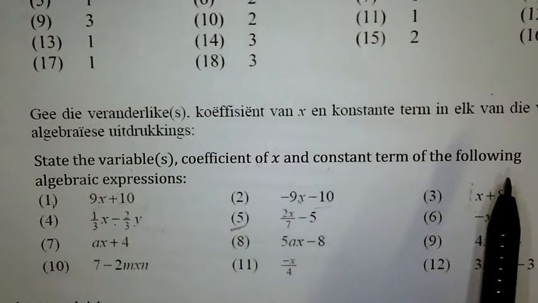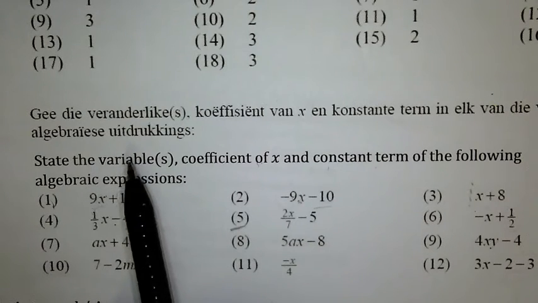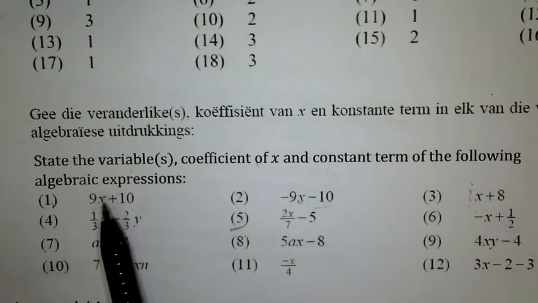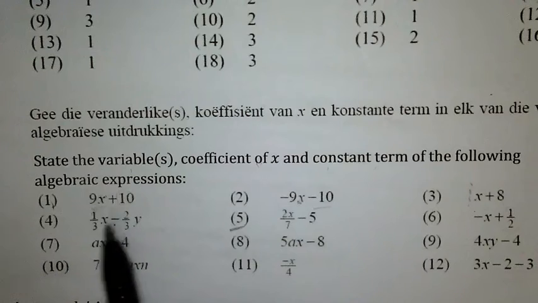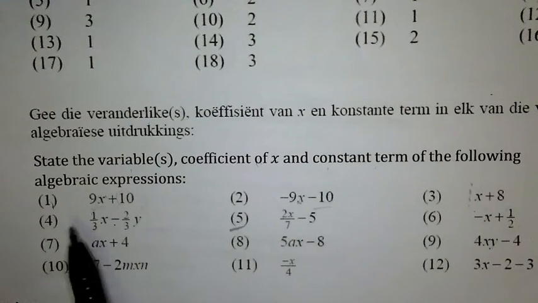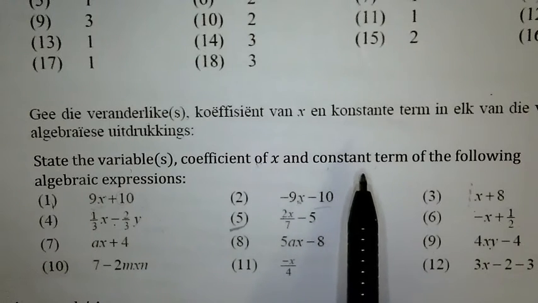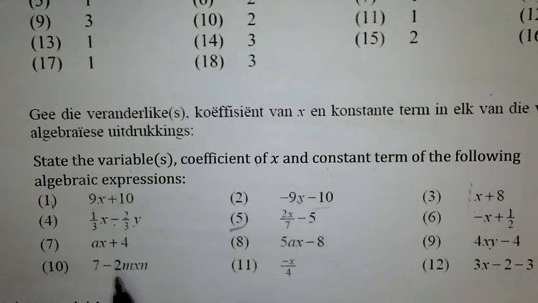of the following. So if you look at the first one, what will be the variable? That is your alphabet letter. You see that's the x. What is the coefficient of the x? That means what is the number in front of my x? It's a 9. What is the constant term? Constant term means the one that's known, so that's the 10.